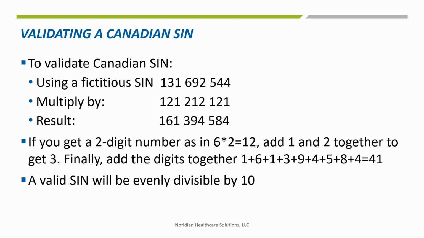Make sure that the Canadian SIN is valid before submission. To validate a Canadian SIN, it does involve a little bit of math. You will want to take the SIN and multiply each individual number by the appropriate multiply number as seen on the slide. If you get a 2-digit number, such as 12, add 1 and 2 together and it will become the number 3. Once you have multiplied each SIN number by the appropriate multiply number, add them all together. The result, if it is a valid SIN, will be evenly divisible by 10. So as you can see on our slide, our fictitious SIN is not valid as 41 is not evenly divisible by 10.